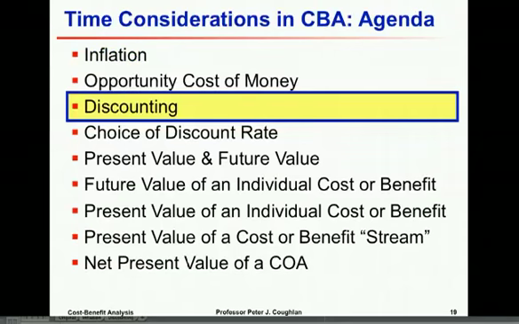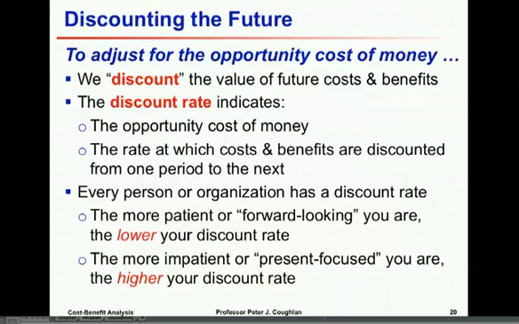Which leads to this idea of discounting. How do we adjust for the fact that money has an opportunity cost? And the answer is by discounting. So to adjust for the opportunity cost of money, we're going to discount the value of future costs and benefits, right? And the discount rate, which we'll talk about, indicates the opportunity cost of money.